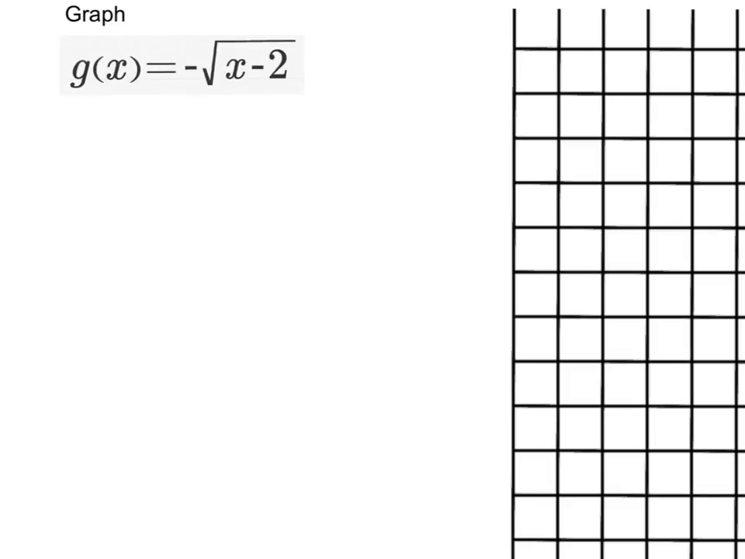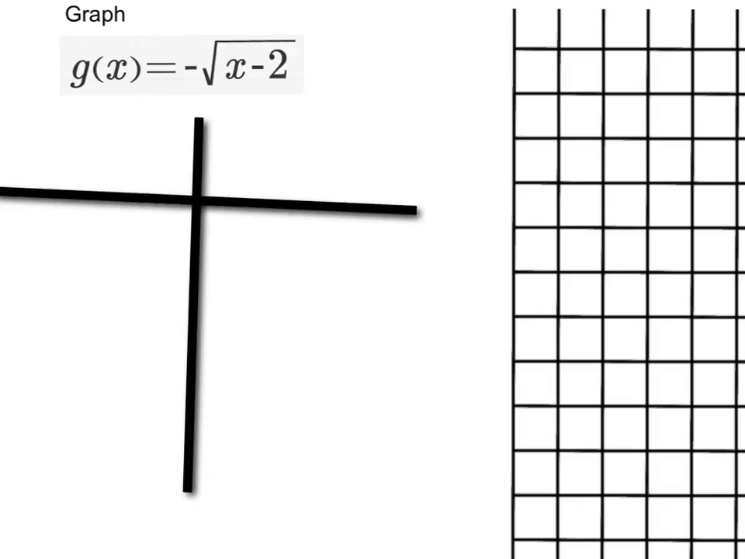Okay, so in this video we want to graph the function g of x equals negative square root of x minus 2. Notice the negative is outside the radical. Anytime we want to graph something and we don't know what the function looks like, we can make a t-chart. Say it, t-chart.